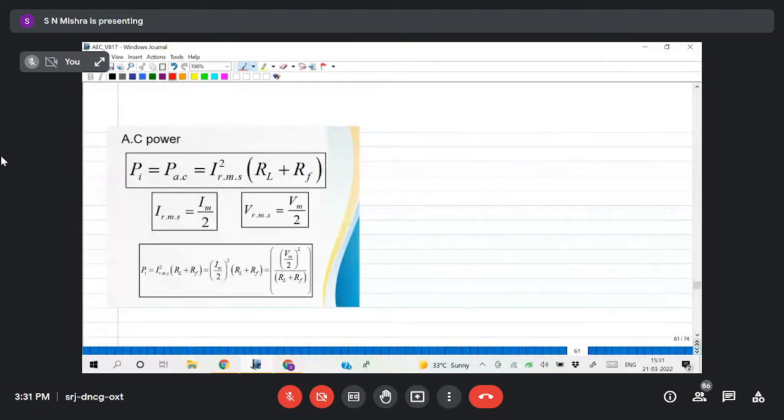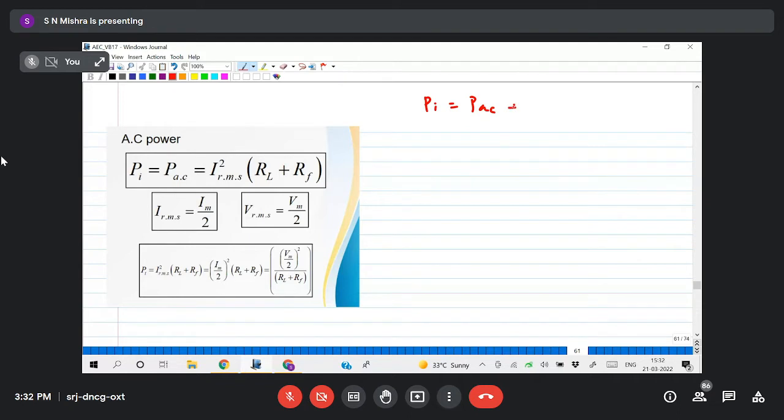Okay. Now we'll calculate AC power. Here the input we are giving is AC and we are getting output as DC. We have calculated the DC power. Now we'll calculate AC power. For AC, we always express it as RMS voltage or RMS current. Root mean square value means all the components are squared and the root is taken to find the mean. So it is called the root mean square value.